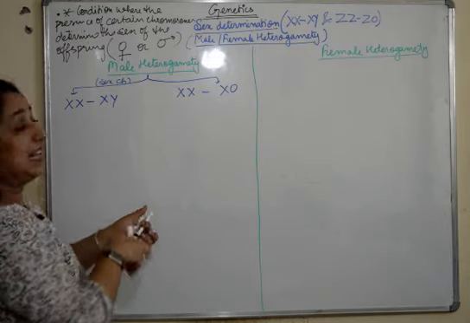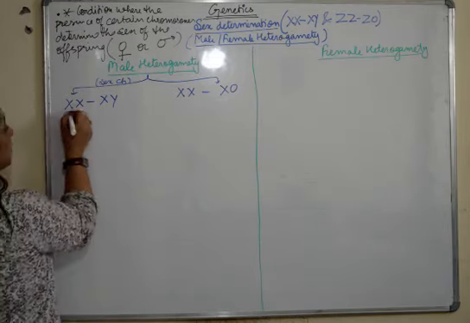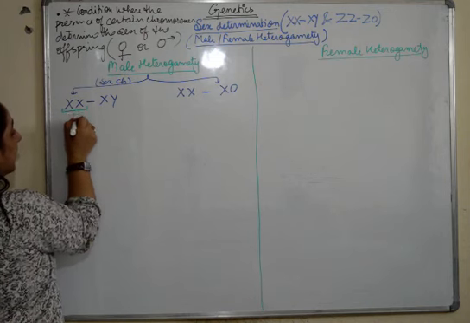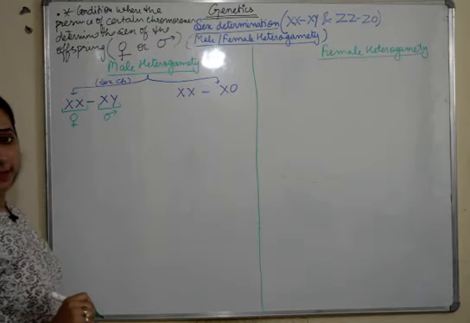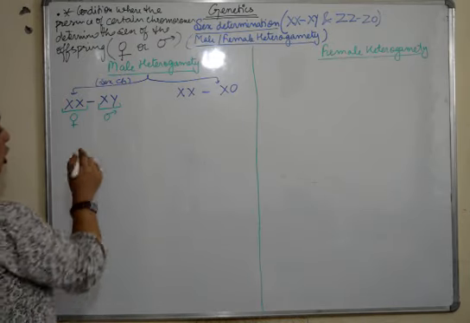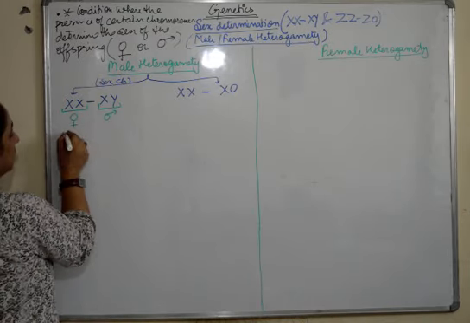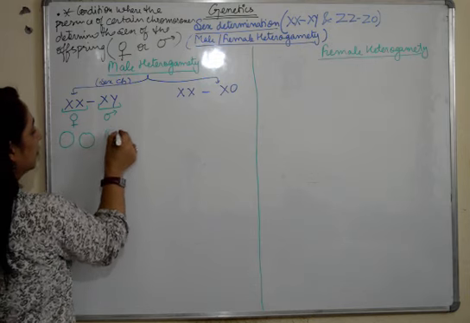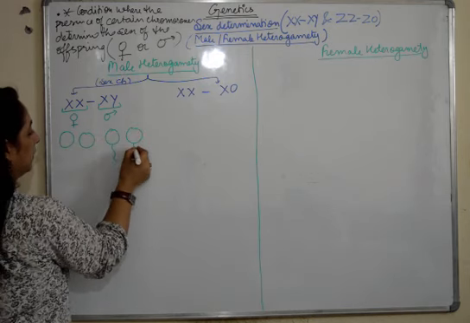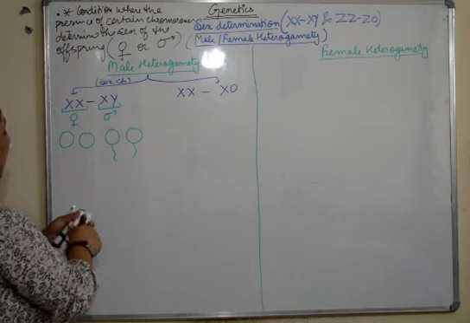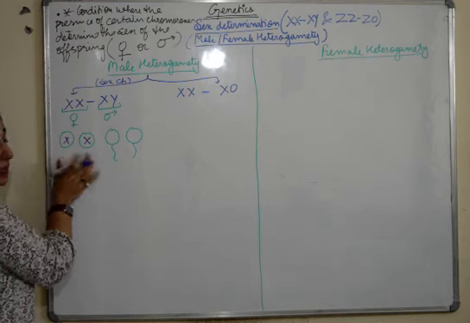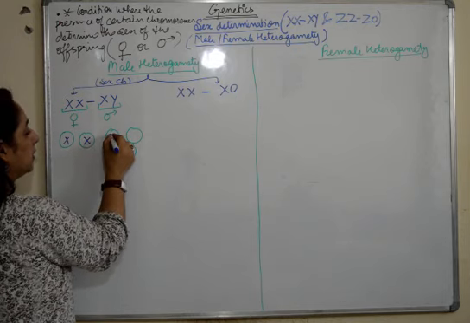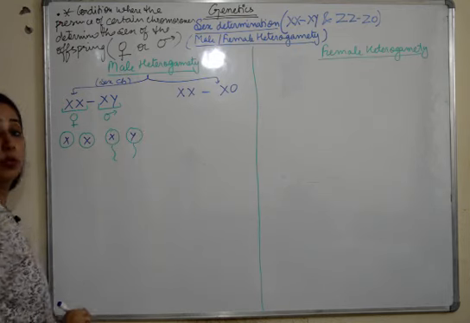So now we'll talk about how it happens. This XX is going to give rise to a female and this is a male. Fine. Now when we cross, first of all, the gametes which will be produced in this scenario will be X and X, or the ova produced by the female will have X and X chromosomes, and the sperms will have X and Y chromosomes.